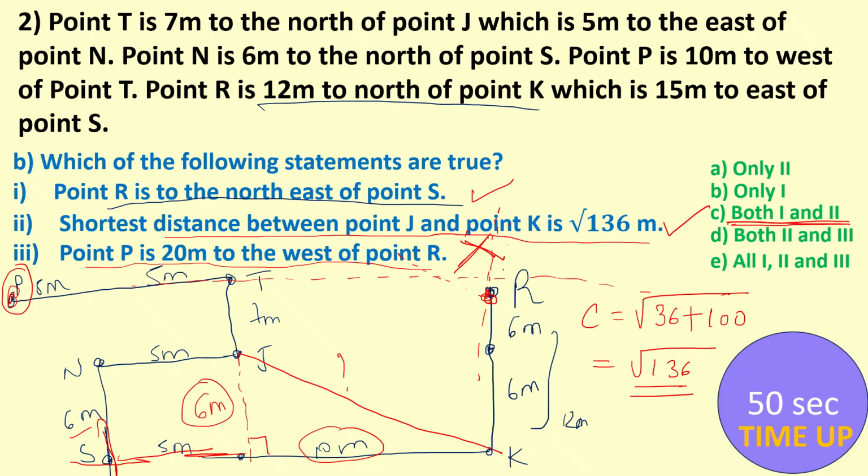Both 1 and 2. The third statement is not correct because P will be in the northwest of point R. Since this is northwest, it cannot be 10 meter here also, so 20 meter is also wrong and the direction is also wrong, so the statement is wrong. Hope you got this correct. This is like a new type of question.